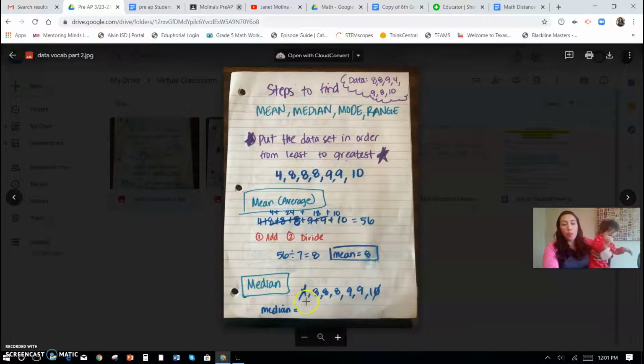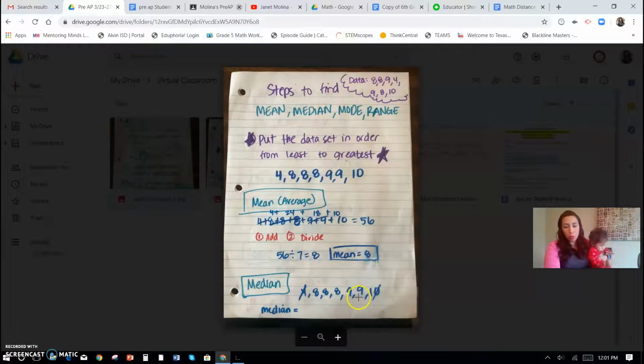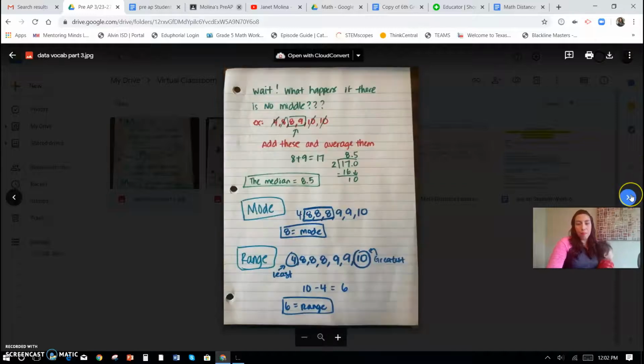Median. Well, the number 8 appears 3 times. Although the 9 appears more than once, it's only on here twice. 8 is on here 3 times. So the answer is 8. But you know what?